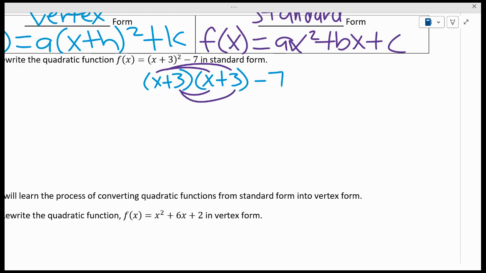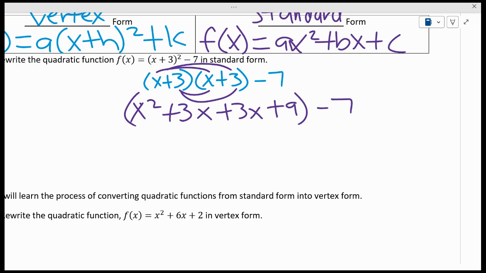This is what you learned in topic 7. X times x is x squared. X times 3 is 3x. 3 times x is 3x. 3 times 3 is 9. Again, don't forget the minus 7. After we distribute like that, we always combine like terms, and I can combine those. X squared plus 6x plus 9.